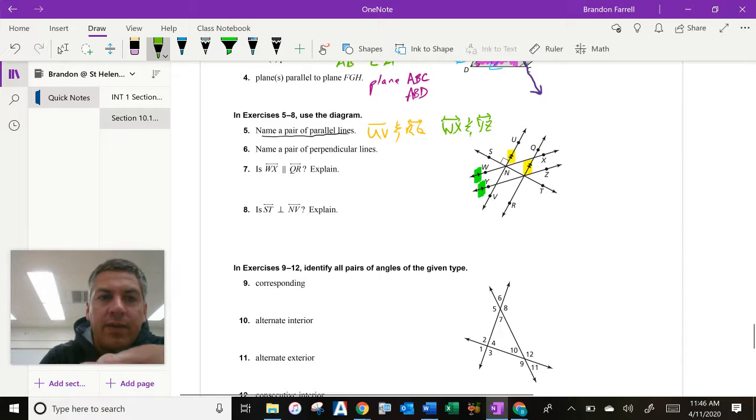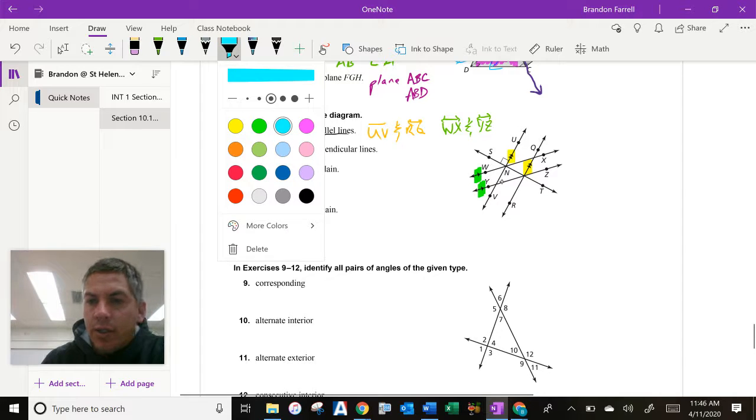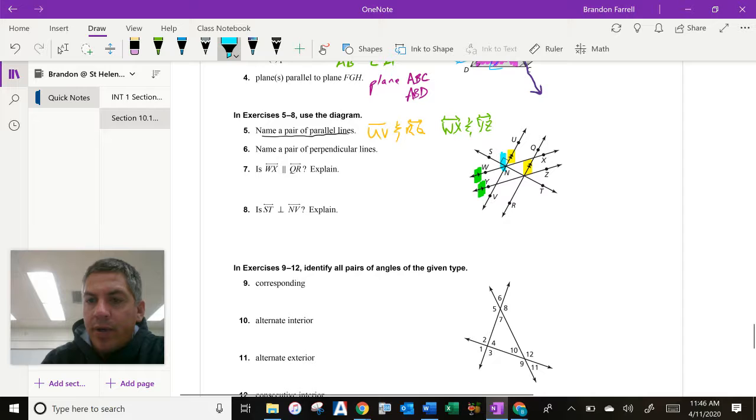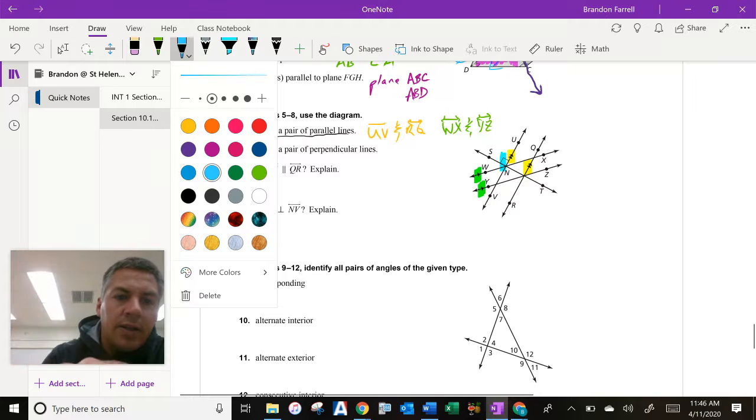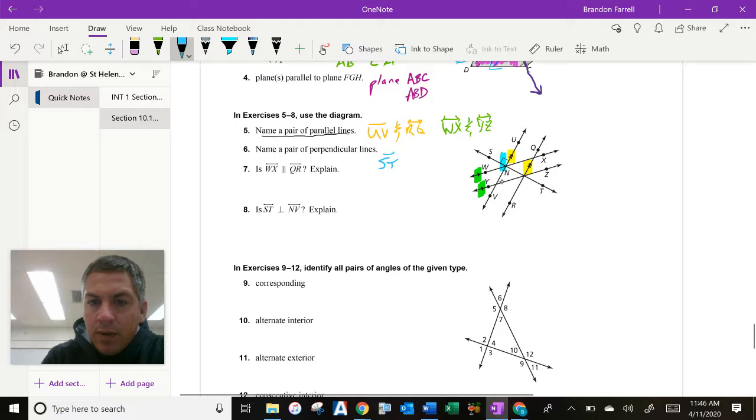Perpendicular is going to be focused on a different symbol. This symbol here is going to be a perpendicular right angle scenario right there. So in this scenario, the perpendicular lines are going to be ST, and then we also have UV here. Okay, so that perpendicular scenario happens.